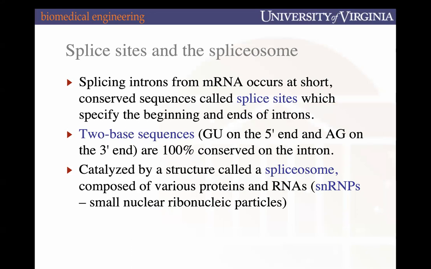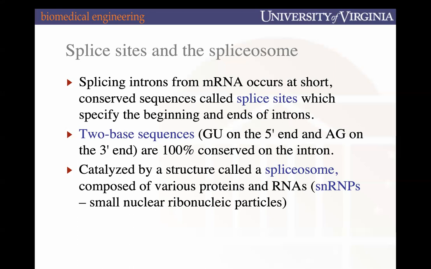Now, how does the splicing occur? There are specific splice sites that specify the beginning and end of an intron. Usually, on the 5' end of an intron, there's a GU base sequence, and on the 3' end, there's an AG. Those are conserved across all introns. So those are the splice sites, the signals at which splicing occurs for an intron to be removed.